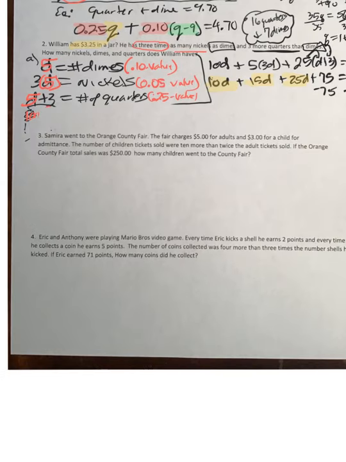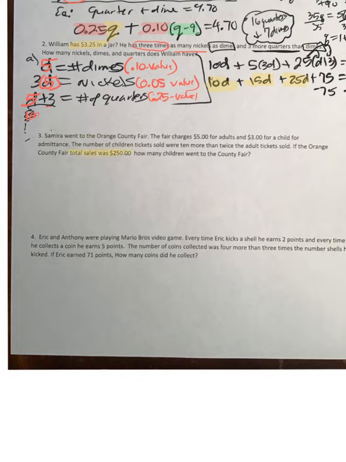Okay, problem number 3. Samira went to the Orange County Fair. The fair charges $5 for adults and $3 for a child for admittance. That means to get in. The number of children tickets sold were 10 more than twice the adult tickets sold. If the Orange County Fair total sales was $250, so their total sales.